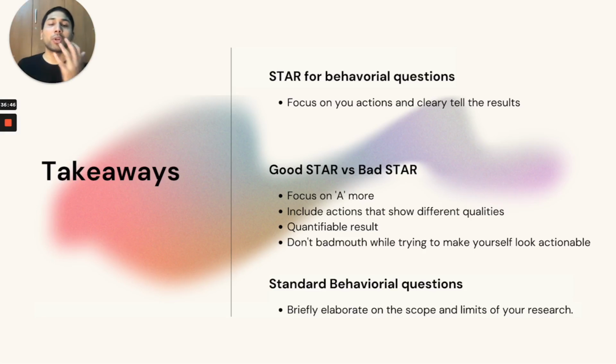Now, there can be a good approach in STAR and a bad STAR answer. A good STAR answer always focuses on the actions more. You include actions that show different qualities. The result needs to be as quantifiable as possible, and don't be negative. The tone has to be generally positive. Don't criticize others. Don't badmouth others while trying to make it actionable. You have to make yourself look actionable and not try to put others down.